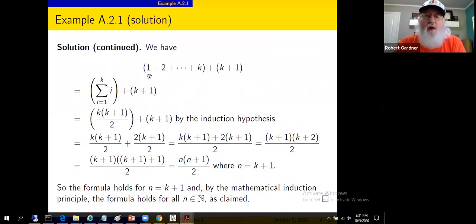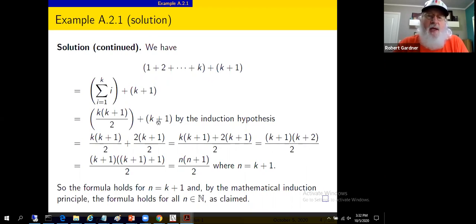So here's where we left off. We've got the sum of 1 through k plus a new term. We've assumed that the formula holds for summing 1 through k of i, so rewriting the sum from 1 through k in the summation notation, we've assumed that is k times k plus 1 over 2. That was the induction hypothesis. If the formula holds for n equals k, well, that's exactly what you have here, the case n equals k. So there's the induction hypothesis being used. We just need to add on this extra term.